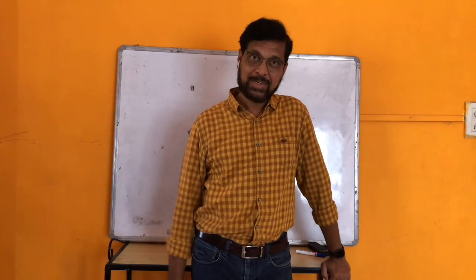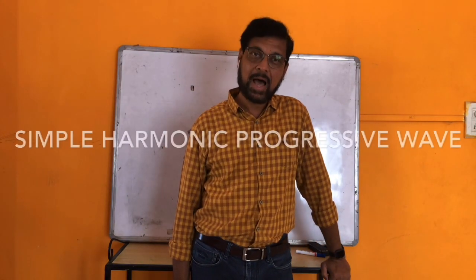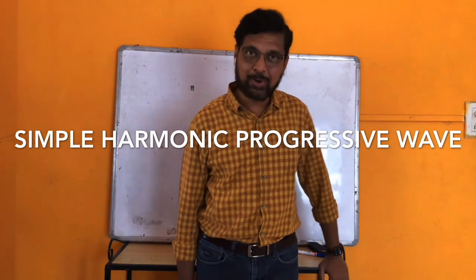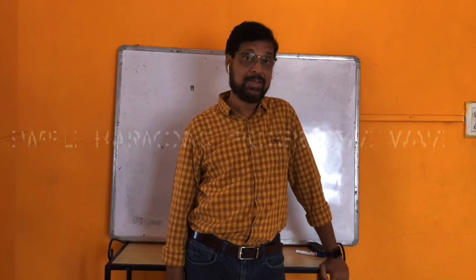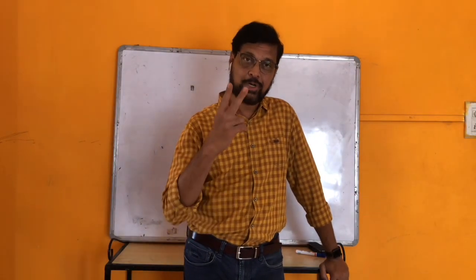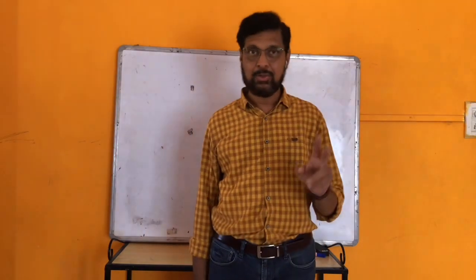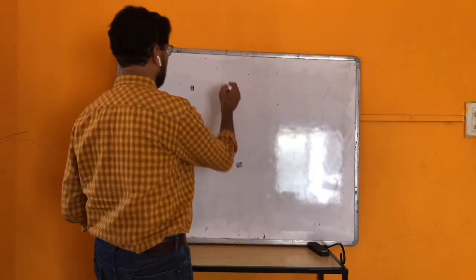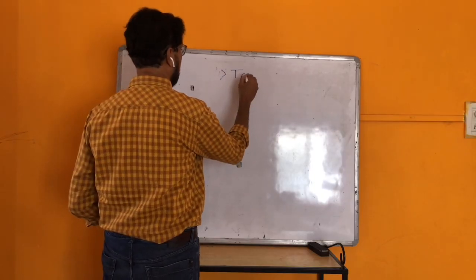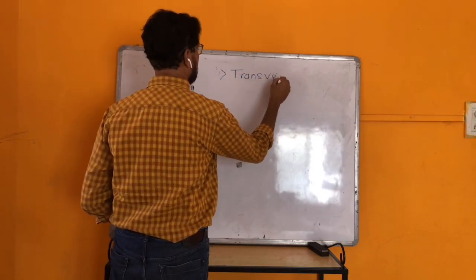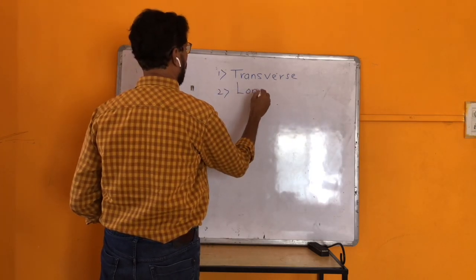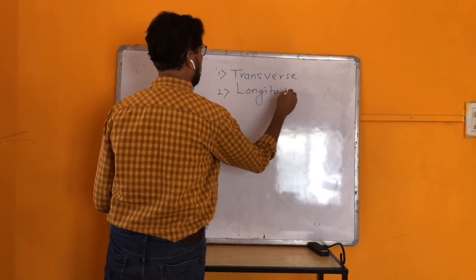So welcome back to simple harmonic progressive waves. Simple harmonic progressive waves are basically of two types. That is, number one is transverse waves, and number two is longitudinal waves.